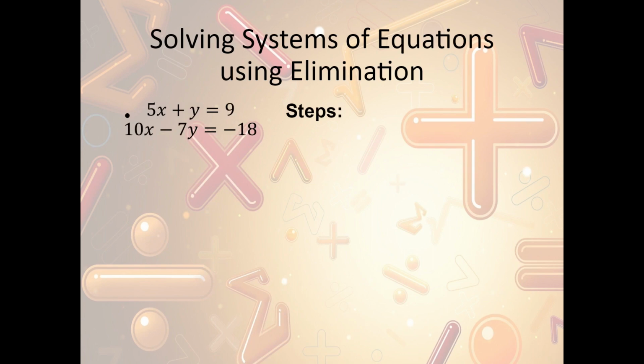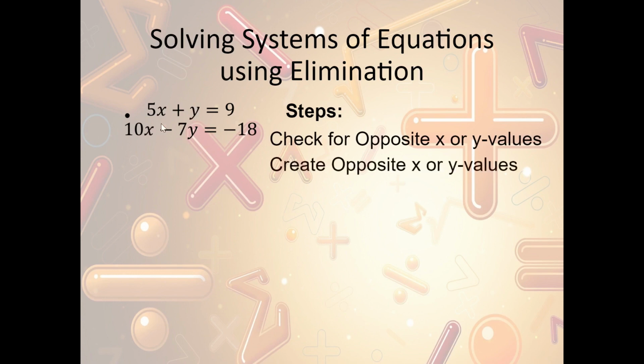Let's look at another example. We have 5x plus y is equal to 9 and 10x minus 7y is equal to negative 18. So again, check for opposites. Well, 5 and 10 are not opposites and 1 and negative 7 are not opposites. So I need to create opposites. So I could multiply this one here by negative 2. That would give me negative 10x and 10x. Or I could multiply it by 7, and that would give me 7y and negative 7y. I usually want to multiply by the smaller number because it keeps everything a little easier to manage. But it doesn't matter either way.